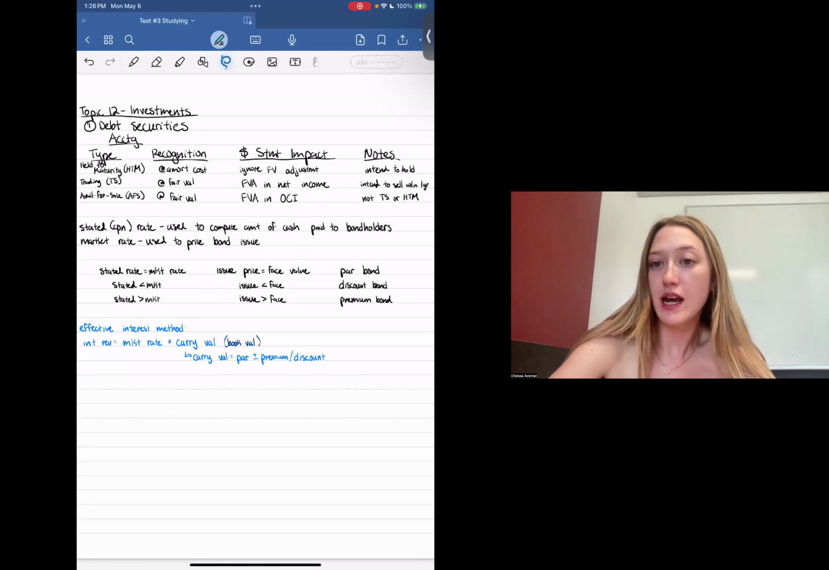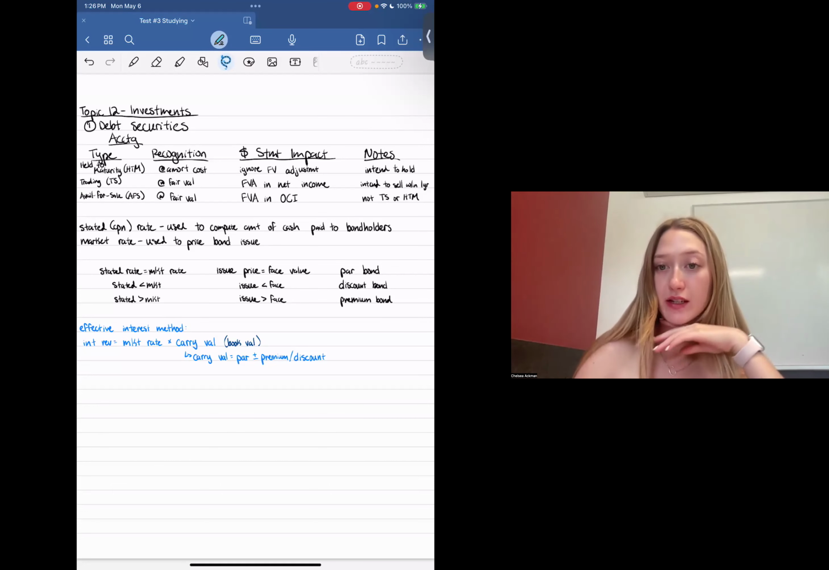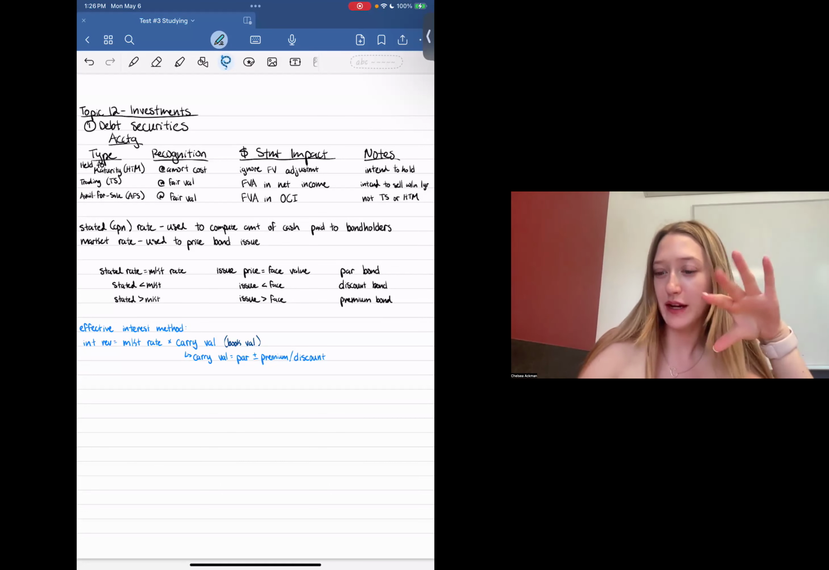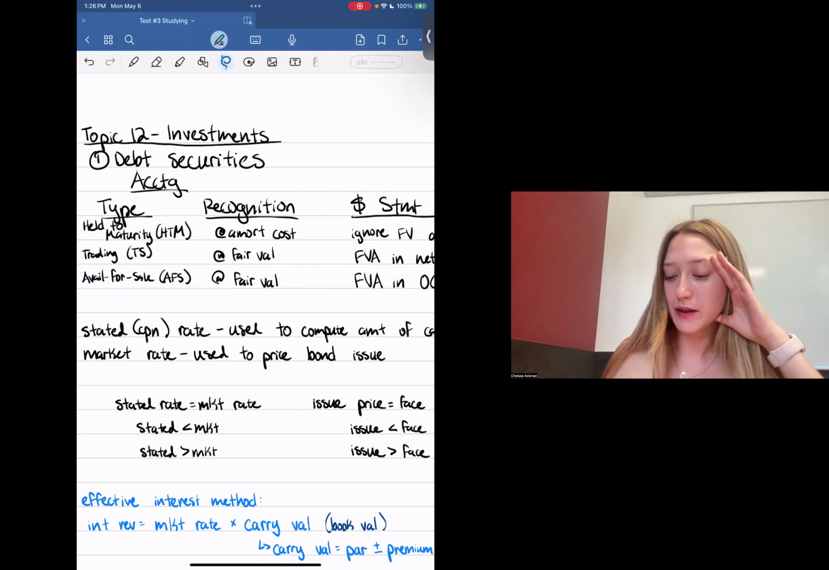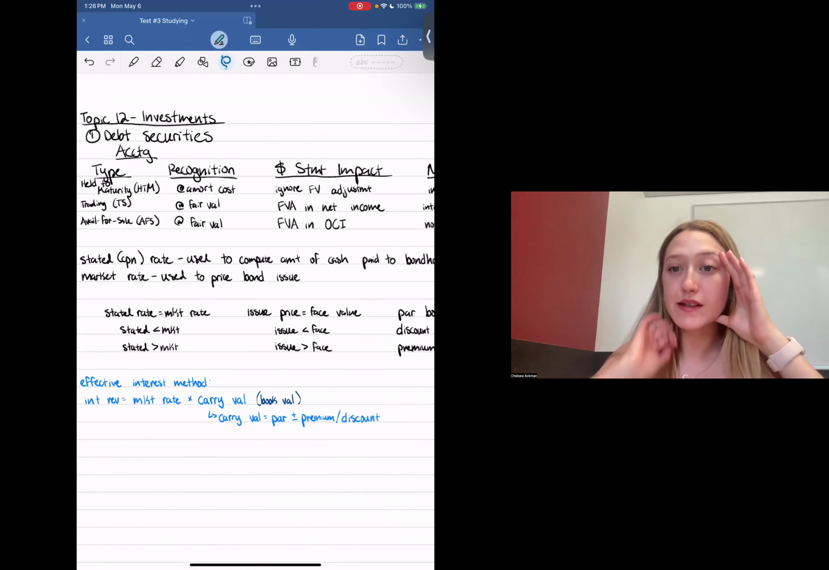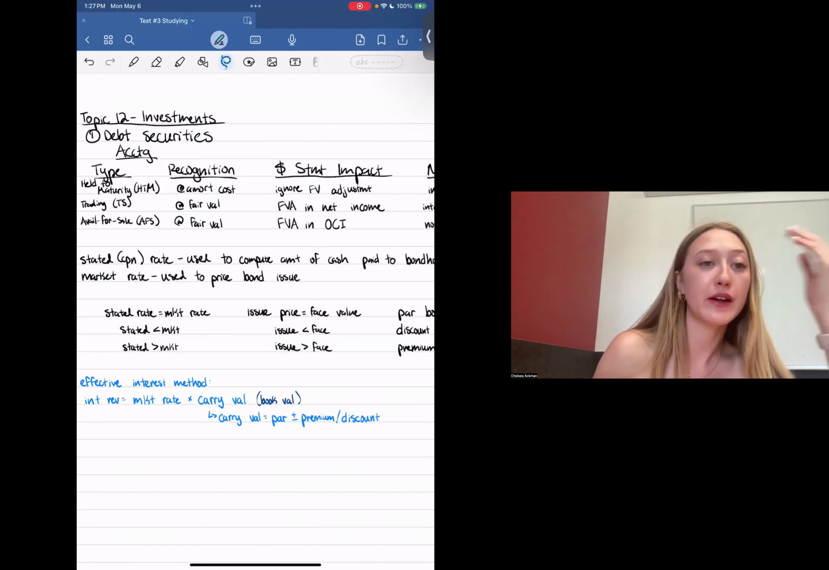Hello everyone, today we are studying for Accounting 370, which is external financial reporting. We have our final today. So the topics we'll be covering, first off, is investments. So the two types are debt securities and then equity securities.